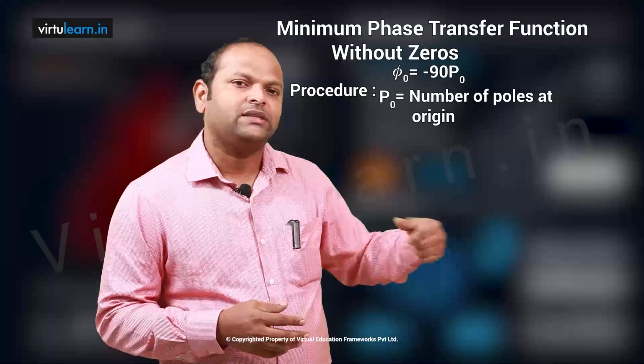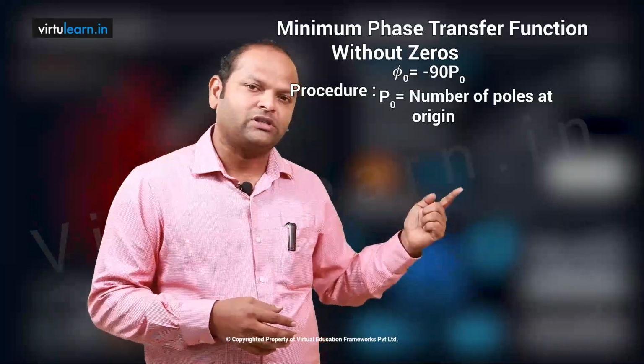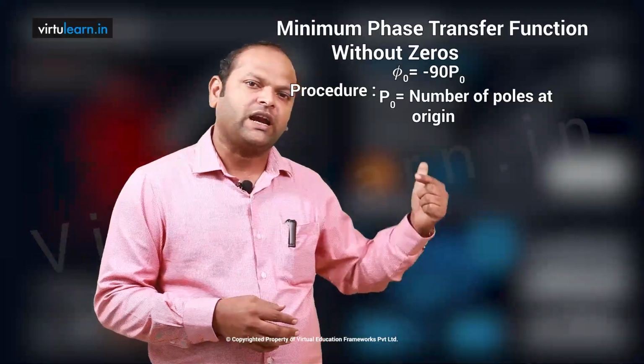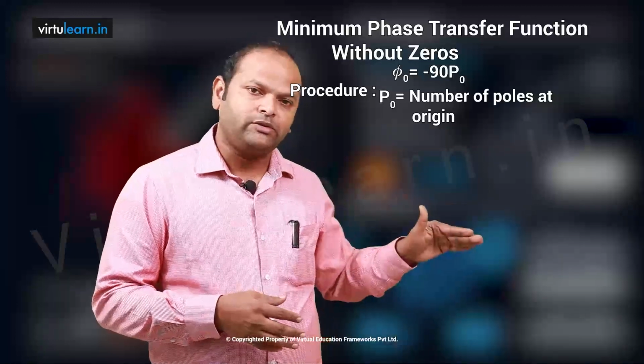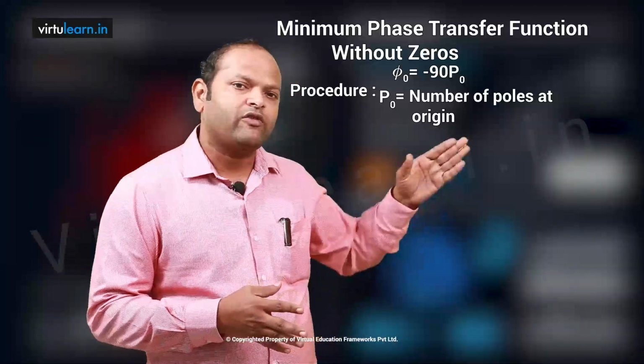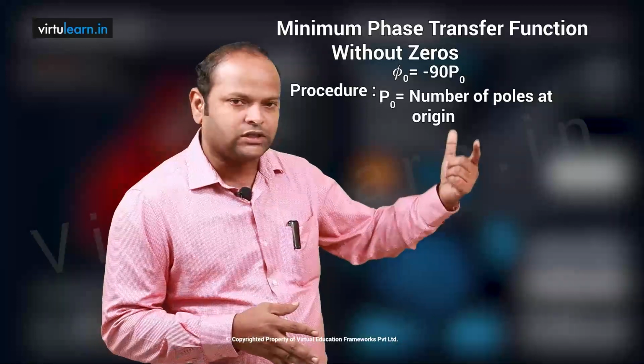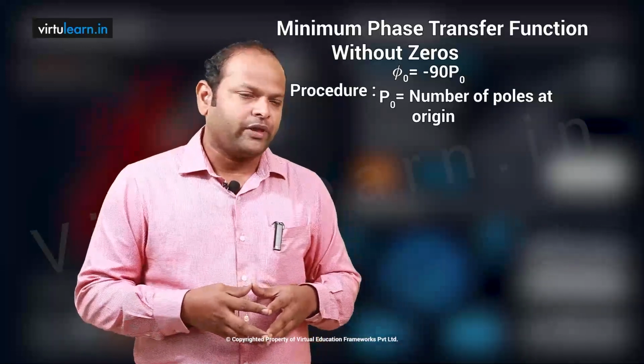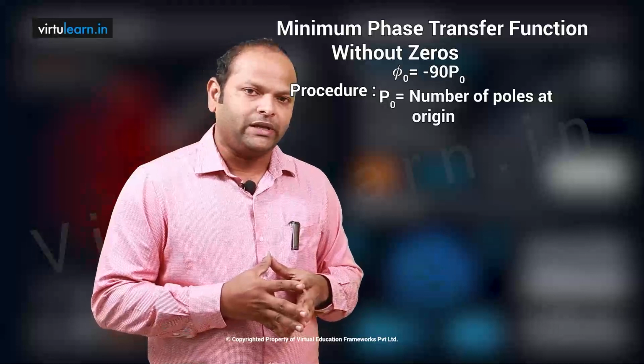So one pole means it is type 1. Whenever you have a type 1 system without zeros, the starting angle is minus 90. For type 0, it is 0 degrees. Likewise type 2 is minus 180 degrees and so on. So depending upon the type, I can directly tell the starting angle.